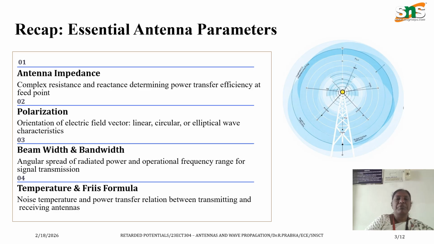So, the recap of previous topic, essential antenna parameters. We have seen antenna impedance. It is the complex term which consists of resistance and reactance, which determines the power transfer efficiency at the feed point of the antenna. And next is the polarization. Polarization is nothing but orientation of electric field, and there are a variety of types like linear, elliptical, and also circular polarization. Next is the beam width and bandwidth. Beam width is the angular width of the major lobe. Bandwidth is nothing but the useful radiation frequency range. And next is the antenna temperature. We have seen the noise temperature and the power transfer relation in the Friis transmission formula between transmitting and receiving antennas.